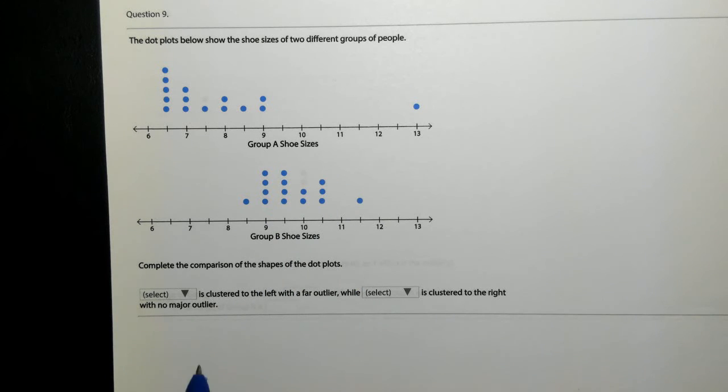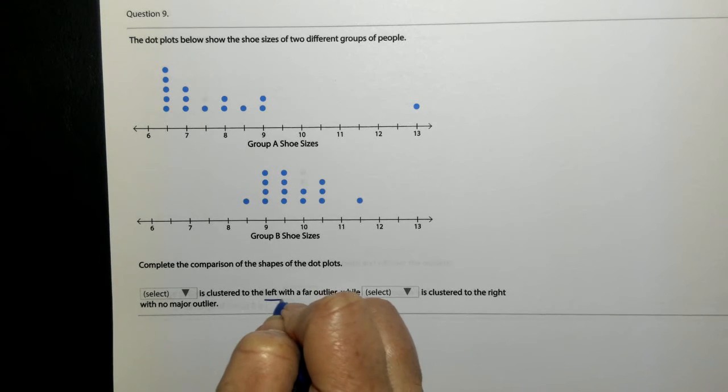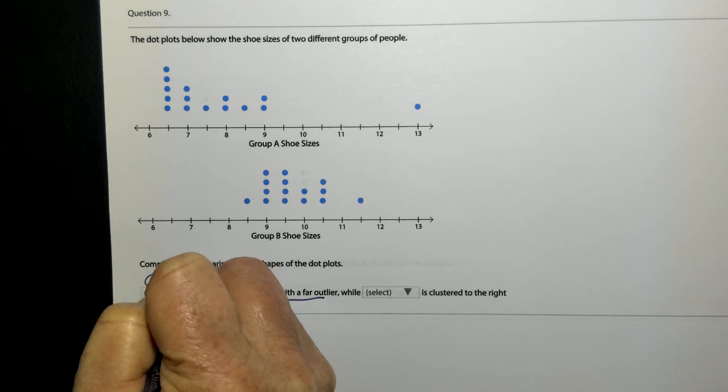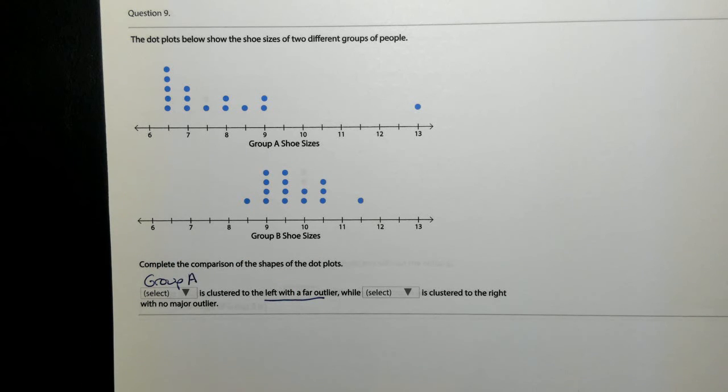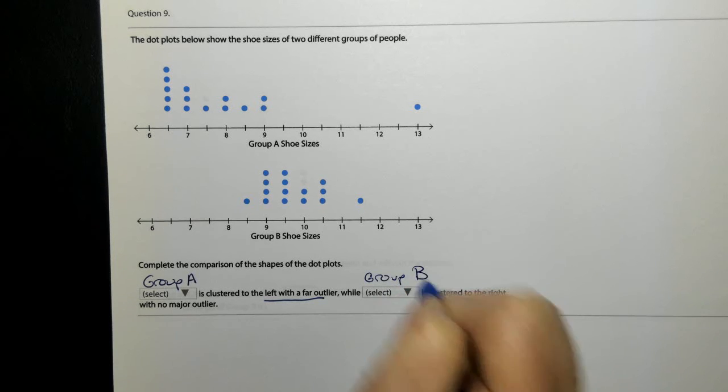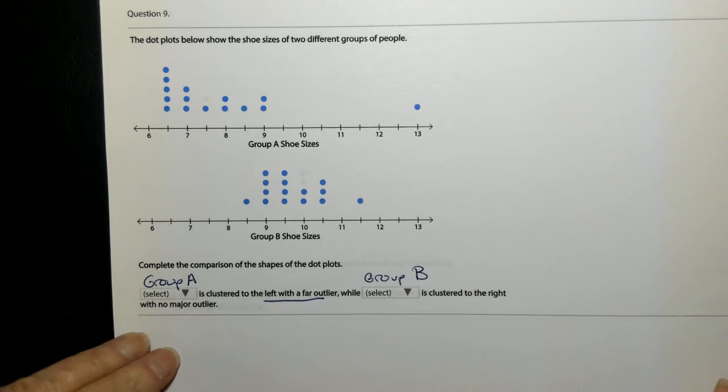So let's see, we're looking for the one that's clustered to the left with a far outlier. That's Group A. And then Group B is clustered to the right with no major outliers.